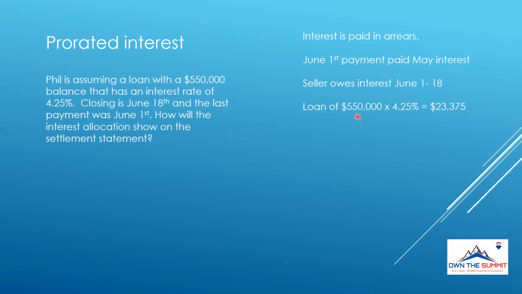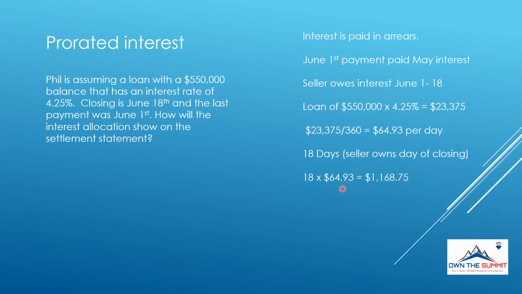Loan is $550,000 times 4.25% is $23,375 a year. Divided by 360 days is $64.93 per day. And we have 18 days that the seller needs to pay for. So the seller owns the day of closing. 18 times $64.93 is $1,168.75 that the seller owes the buyer.